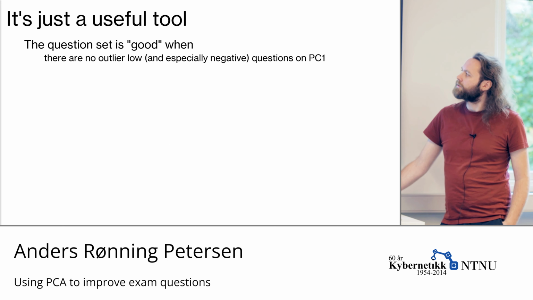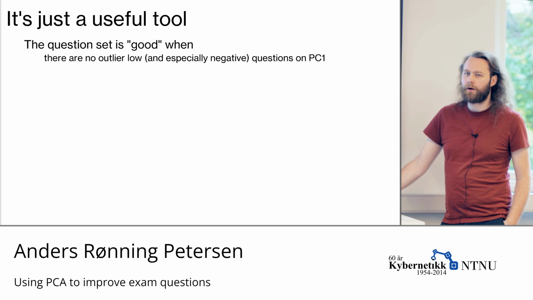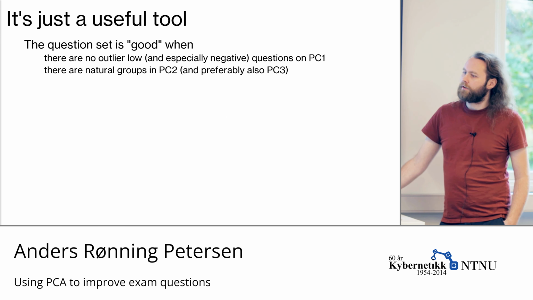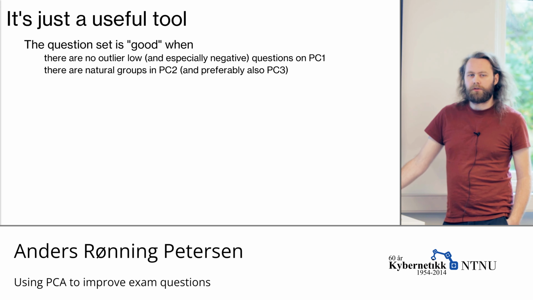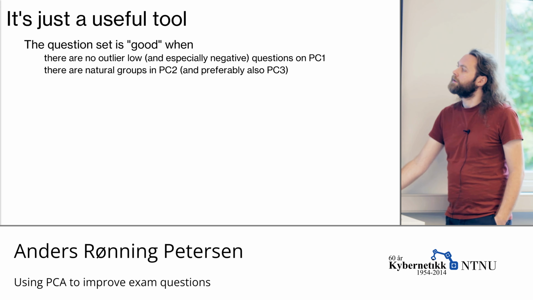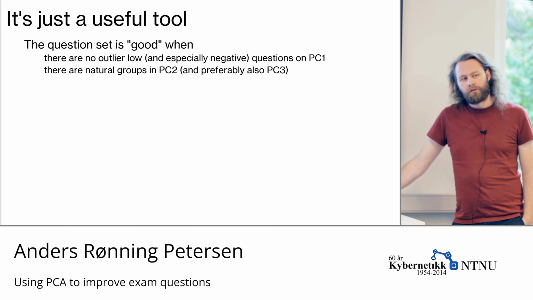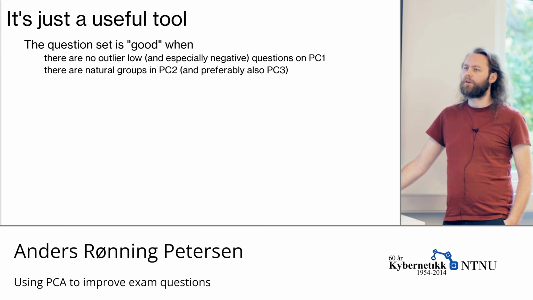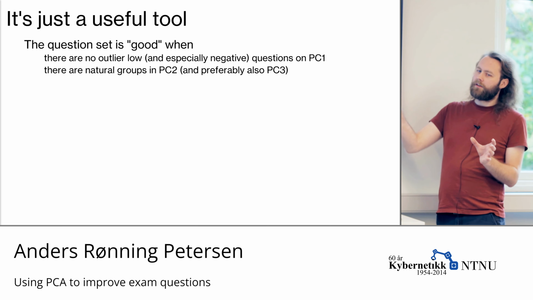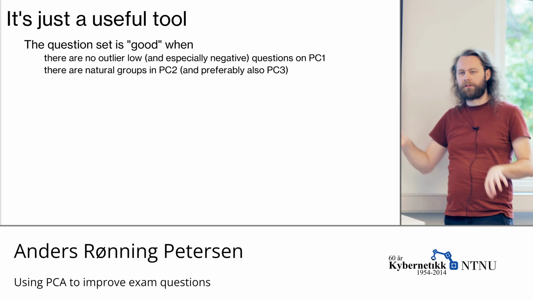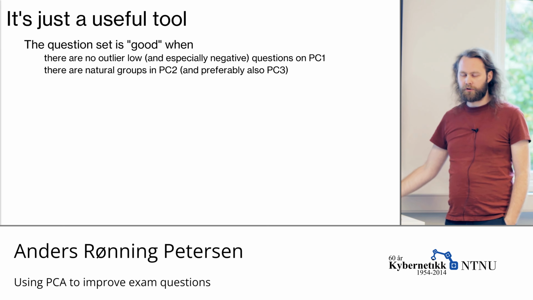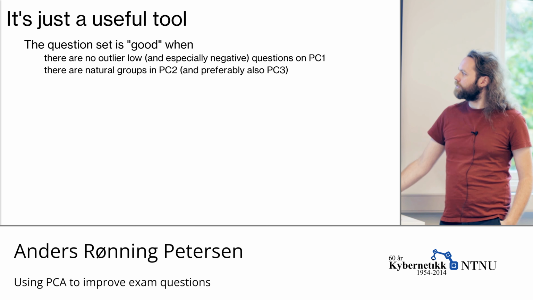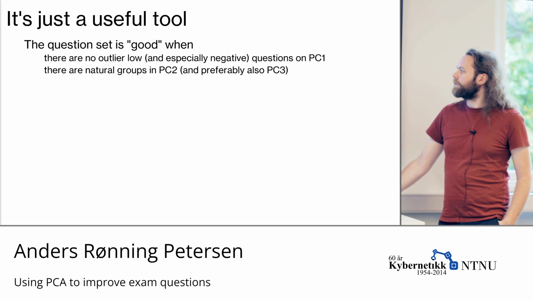So you can say that the question set is good when there are none of these very outlier, very low or very negative ones on the first component. And the groupings that you see on PC2 and PC3, and if you're very lucky, PC4 as well. If these groupings are things that you want to be grouped, because you do need to propose what do I want these things to be grouped? Do I like this kind of book smart, street smart separation in my exam questions? Is this a desirable outcome, or do I want more of a topic separation? You do need to choose. This doesn't tell you what to do, it just tells you what reality is.